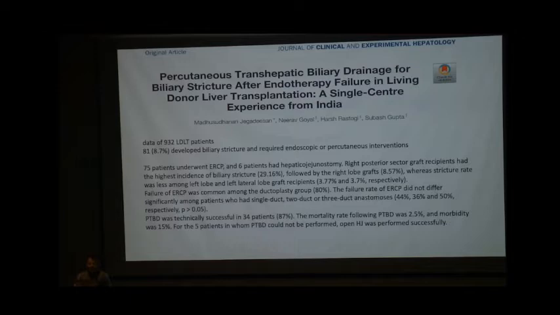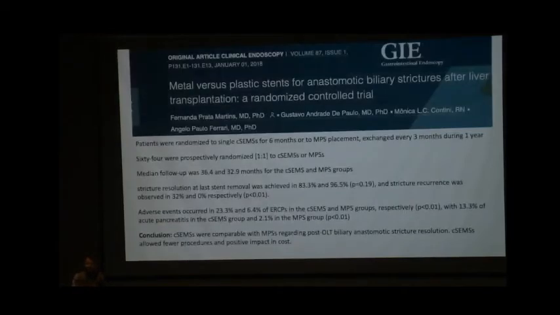PTBD was technically successful in 34 patients, so only 34 patients out of these 932 underwent PTBD, and the mortality rate following PTBD was 2.5% and morbidity was 15%. And 5 patients in whom PTBD could not be performed were taken for hepaticojejunostomy. So this is again as per the different ways of treating. First we go for ERCP, if there is a failure of ERCP, then PTBD is attempted, and finally, if nothing works, then hepaticojejunostomy should be done for these kinds of patients.